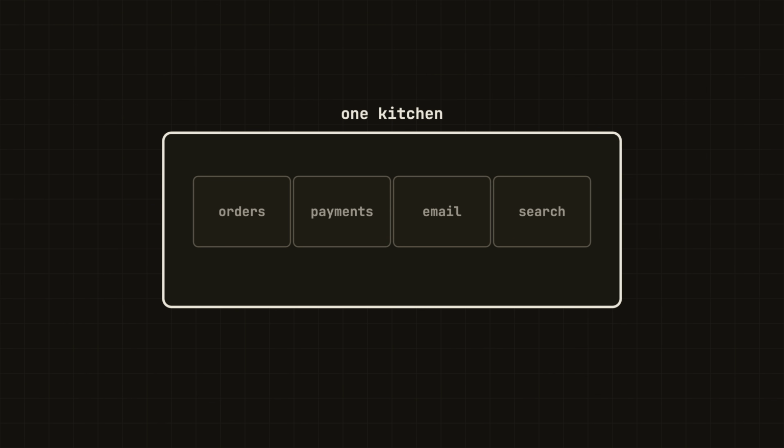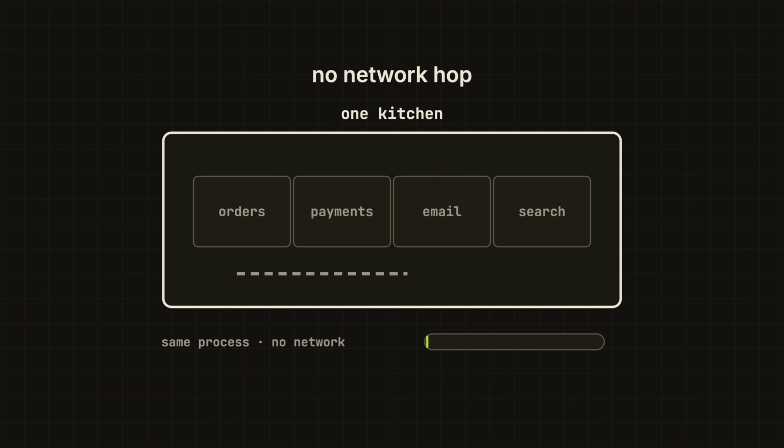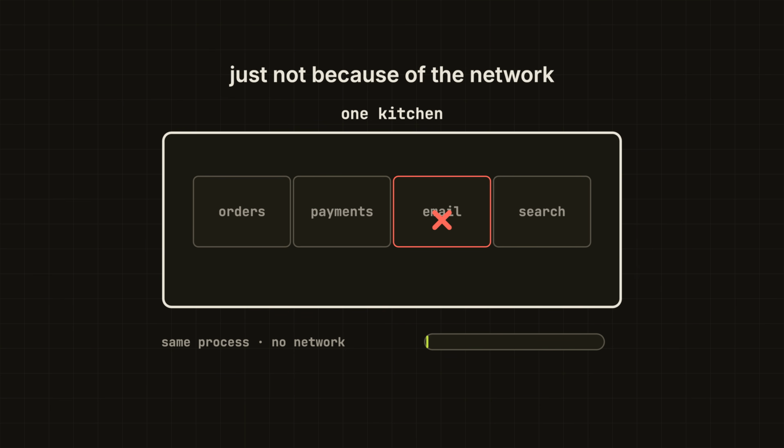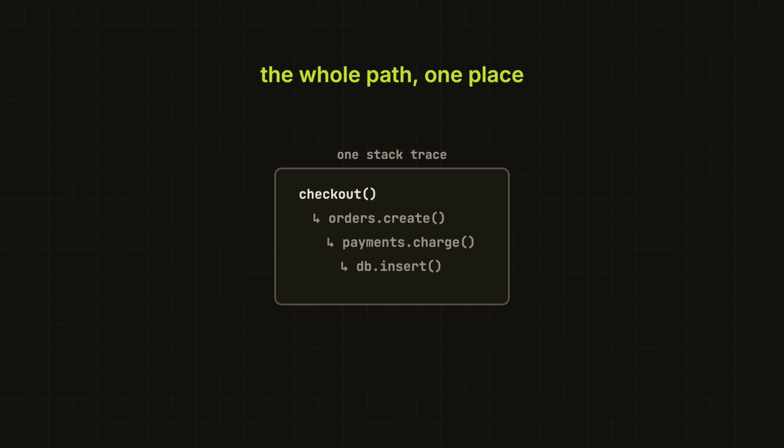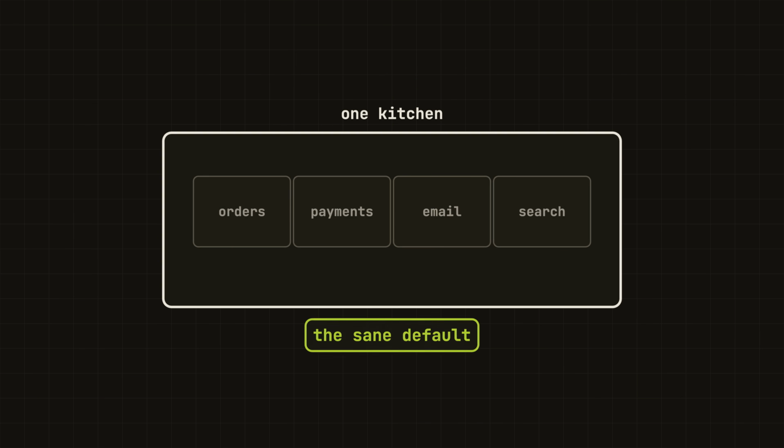One, when the orders part needs something from the payments part, it is a function call. There is no network round trip, nothing to serialize, that is, nothing to convert into a form that can travel over a network, and no remote service that can time out after it already received the request. The code can still fail, of course. It just cannot fail because the network between the modules disappeared. And two, for a request inside one instance, the whole call path is usually visible in one place, one stack trace. So, at high level, this is the same default.